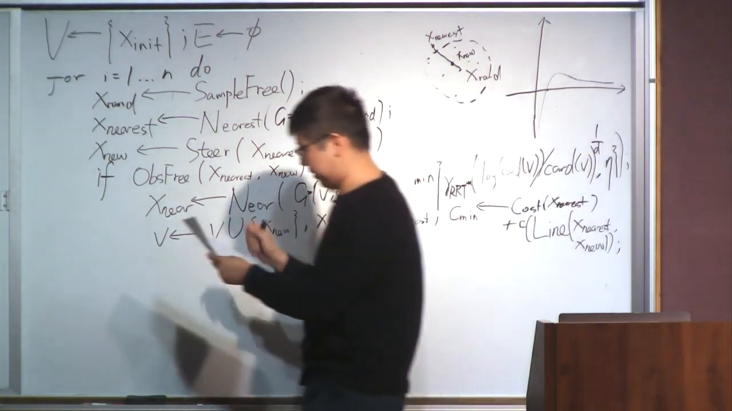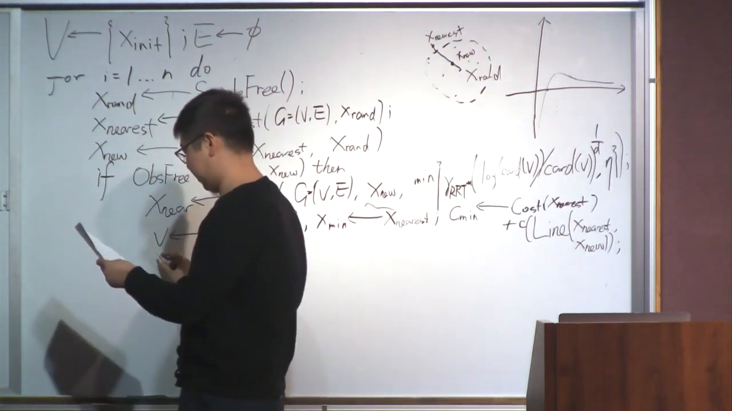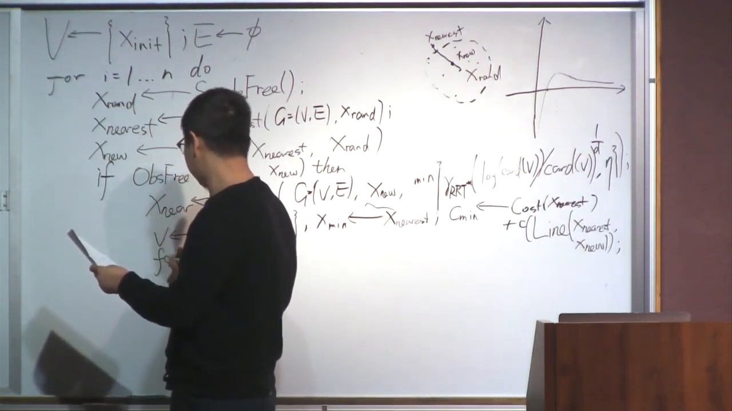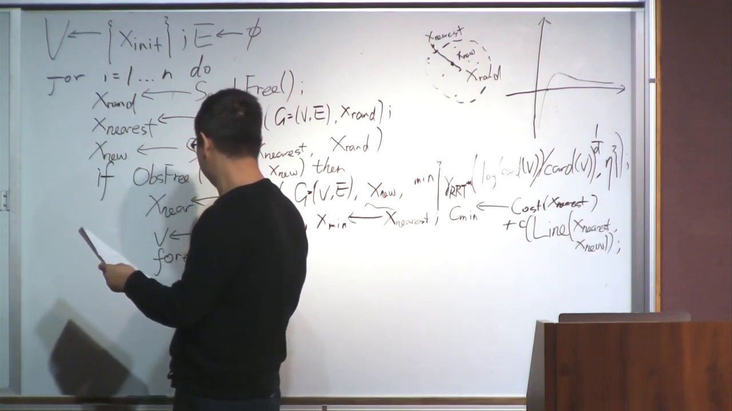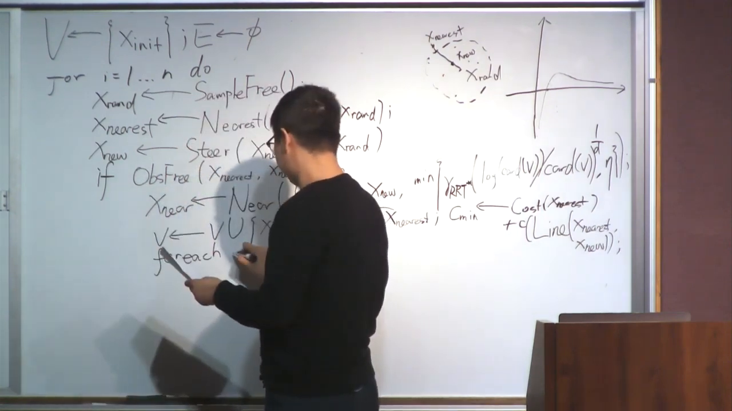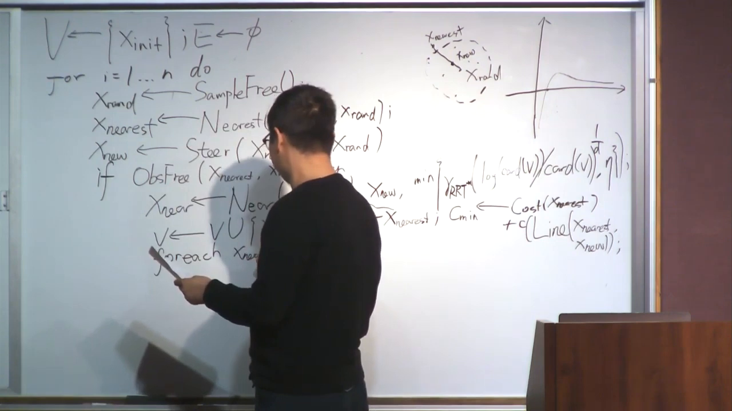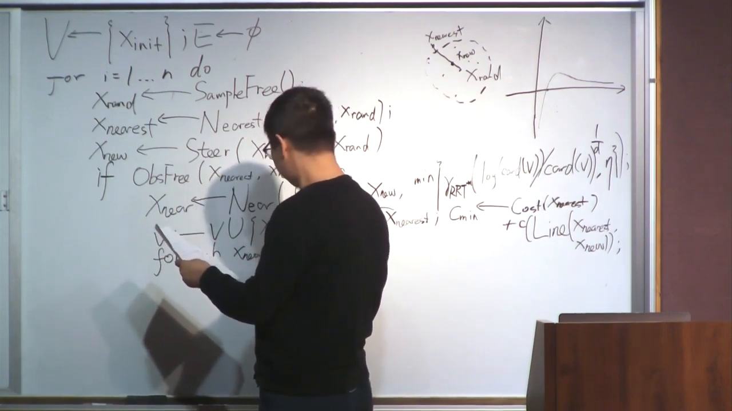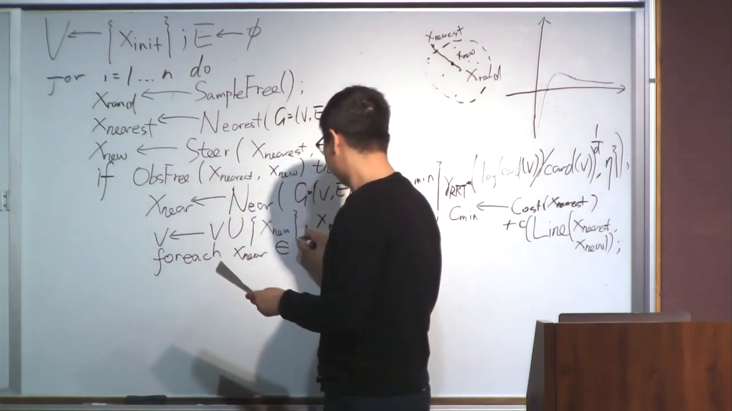And so now we want to do the real thing: for each x near in the x near set.